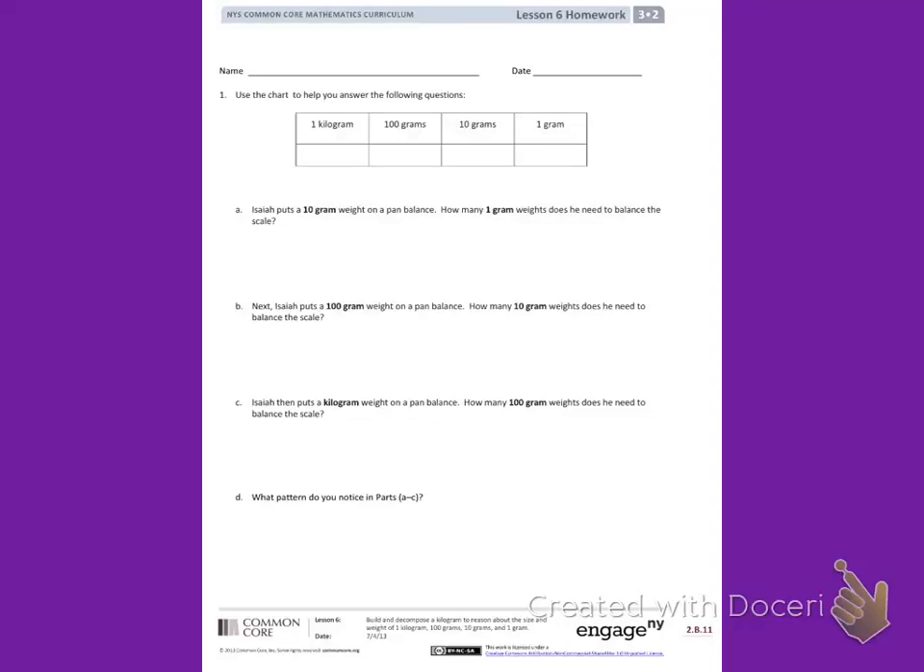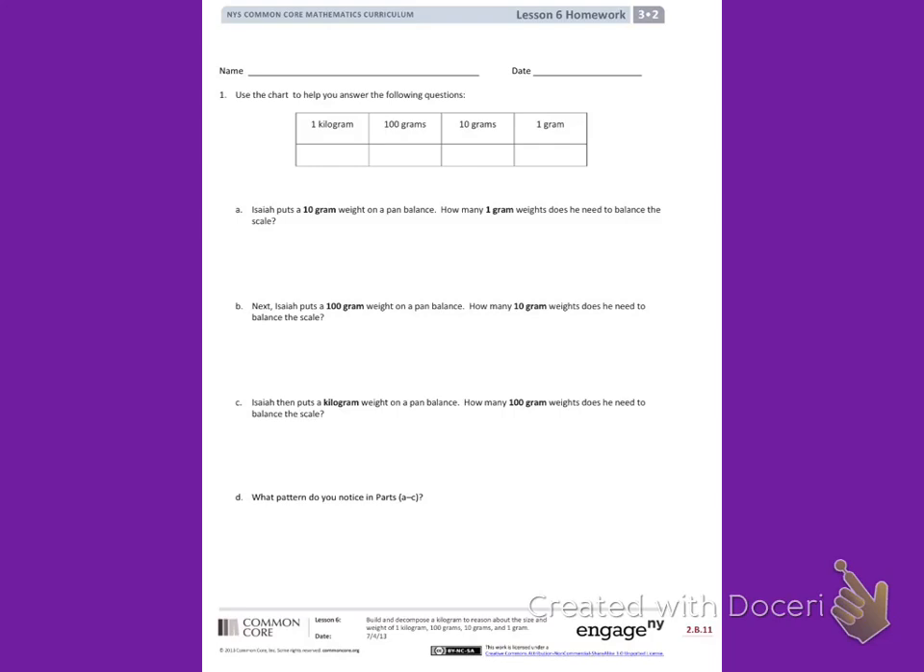Module 2, Lesson 6's objective is to build and decompose a kilogram to reason about the size and weight of 1 kilogram, 100 grams, 10 grams, and 1 gram. Problem 1 says, use the chart to help you answer the following questions.